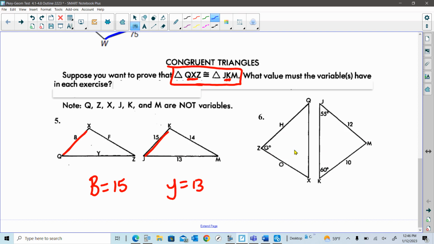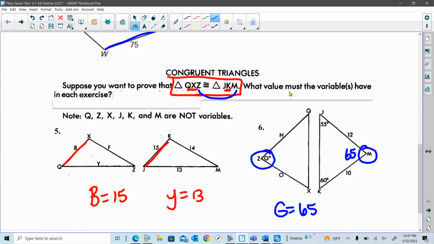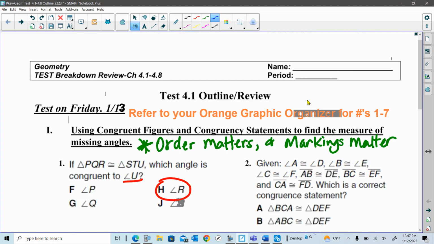So on number 6, angle Z, that's not showing. The Z matches up to M, and I can find the M because I have the 55 and 60, that's 115. So that means 65 is that missing angle. So your G would equal 65. That is not connecting at all.